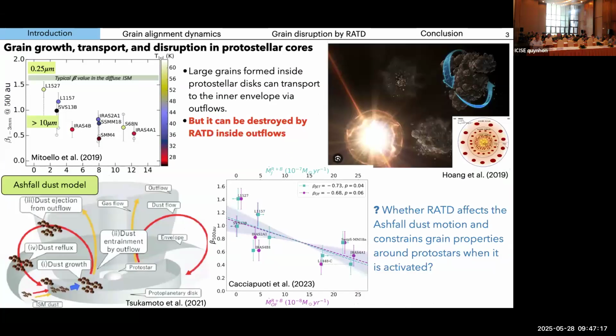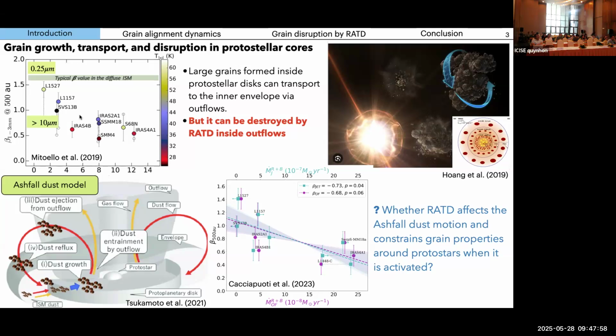The presence of very large grains beyond the disk scales is not only found from the dust polarization fractions, but is also revealed via the low dust opacity index beta around 1 when we observe 500 AU of young stellar objects. One scenario that can explain the presence of very large grains inside the inner envelopes is the Asfundos model proposed by Tsukamoto in 2021. Basically, very large grains form inside the protostellar disk, and they can be uplifted by the gas drag force, enter the outflow cavity, and then be transported into the inner envelopes via the outflows.